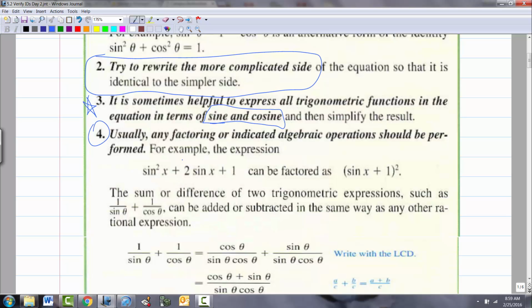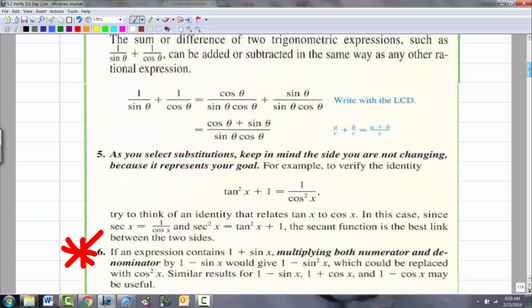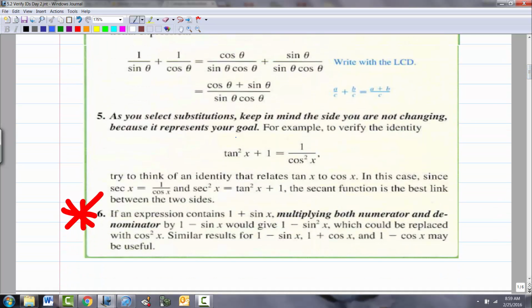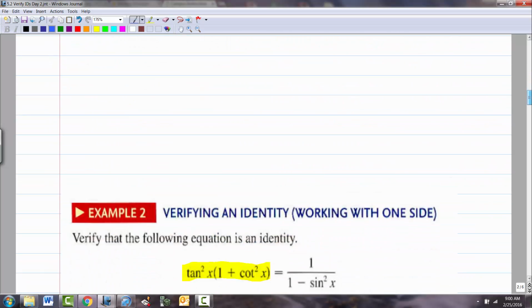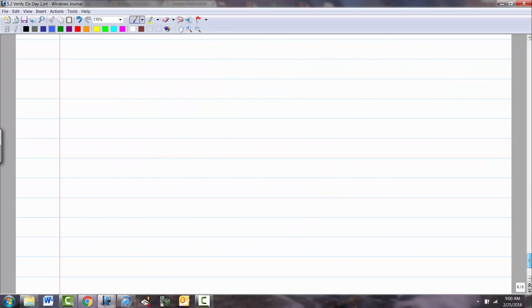And then here's number 4, which is what you did yesterday. Sometimes you have to factor, or sometimes you have to FOIL. Some algebra skills will be needed. Fraction work, substitution, Pythagorean identity, and then some common denominator work is what they say here. You could read this fully. We're kind of short on time. I want to get into the examples so you know exactly what we're doing and how I want you to do it. Okay, so let's talk about how this is supposed to look when you're done.